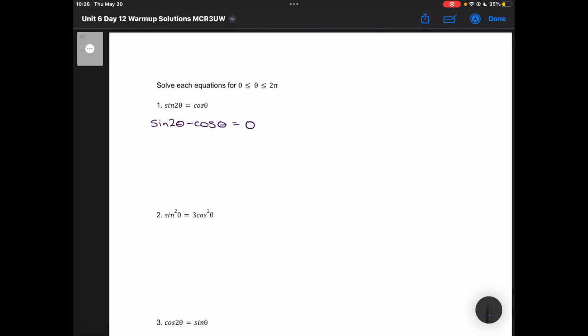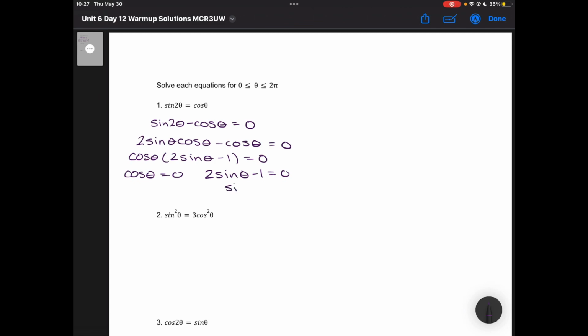So I'm going to use the identity for sine 2 theta, that it's equal to 2 sine theta cos theta, and I'm just going to replace that. Now I've got an equation that I can factor. I can take cos theta out, and I'm left with 2 sine theta minus 1 equals 0. Now I can use the zero product property, and I can say that cos theta is equal to 0, or 2 sine theta minus 1 is equal to 0, which means that sine theta is equal to 1 over 2.